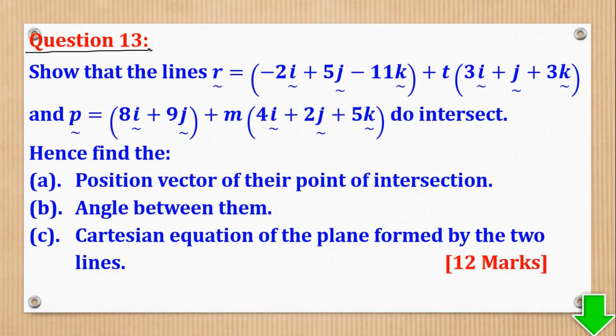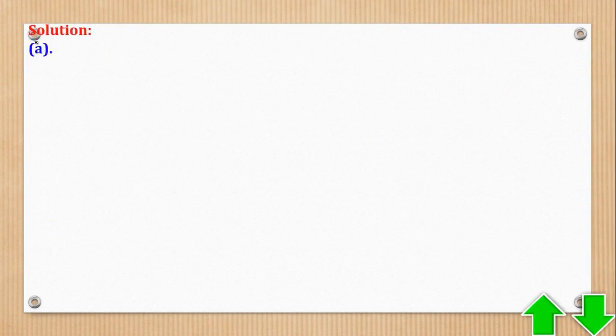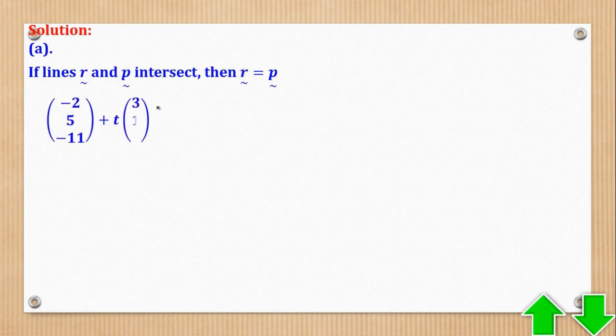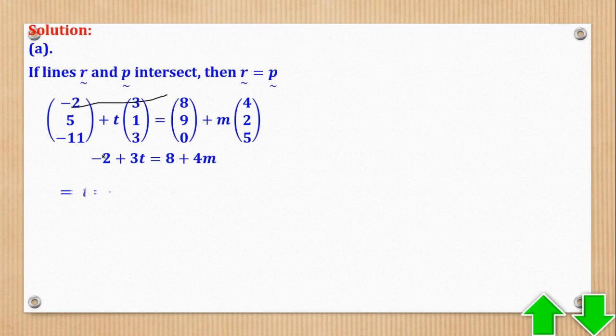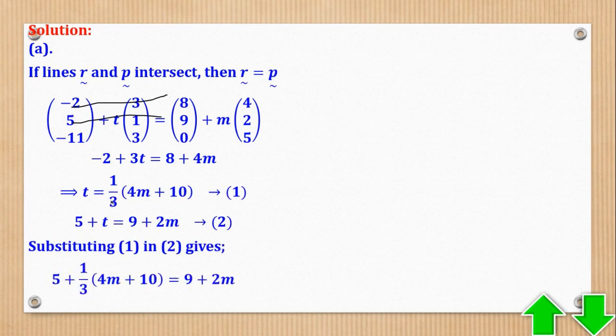Now we shall go to question 13. Question 13 says, show that the lines this and this do intersect. Let's first show that. So if these lines intersect, it implies that R is equal to P. Then we'll come and equate the two. Then from this first line, I'll come up with this equation, implying that T is equal to that. From the second line, I'll come up with that equation. Therefore, when I substitute for T in equation 2, I'll come up with this.